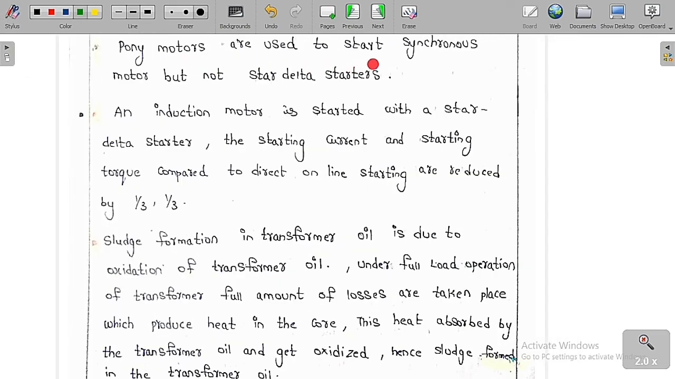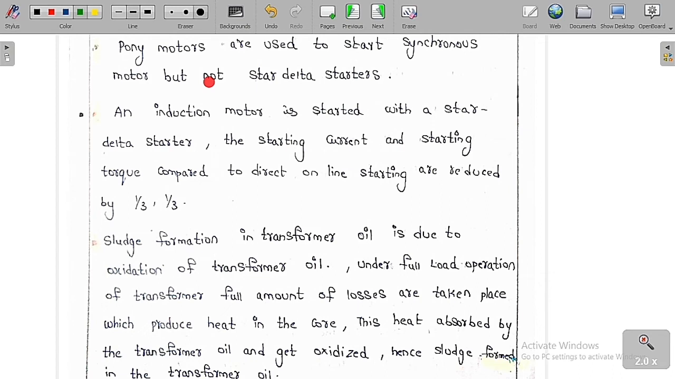Pony motors are used to start synchronous motors but not star delta starters. I have already told you pony motors are also called auxiliary motors. Because of these auxiliary motors, we are going to give an initial rotation. If you give an initial rotation, then the synchronous motor is going to initially act like an induction motor, and finally it is going to act like a synchronous motor.